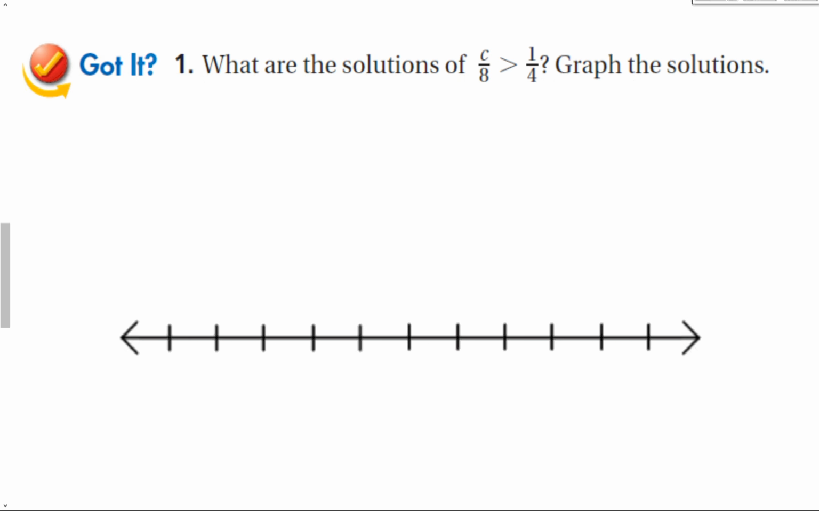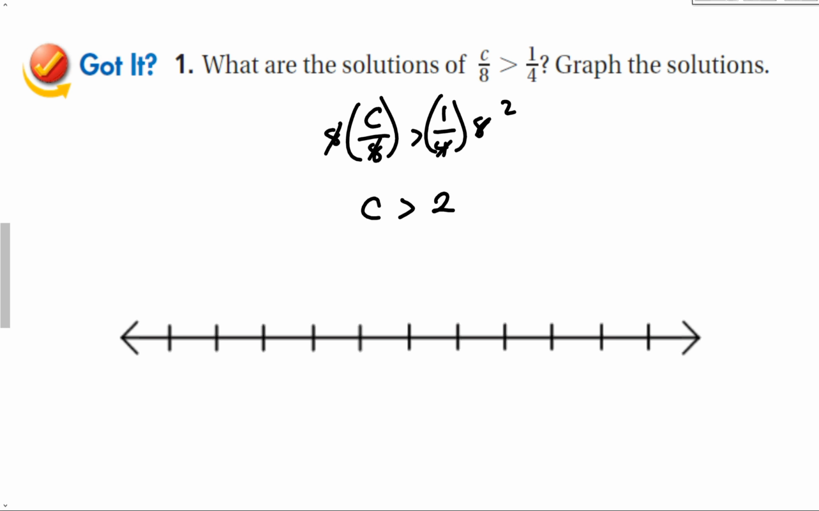What are the solutions of c divided by 8 is greater than 1/4? To solve this, I take c over 8 is greater than 1/4. I multiply both sides by 8. Those cancel, and those can reduce to 2. So 0, 1, 2, 3, 4. Open circle at the 2, and my answer goes to the right.